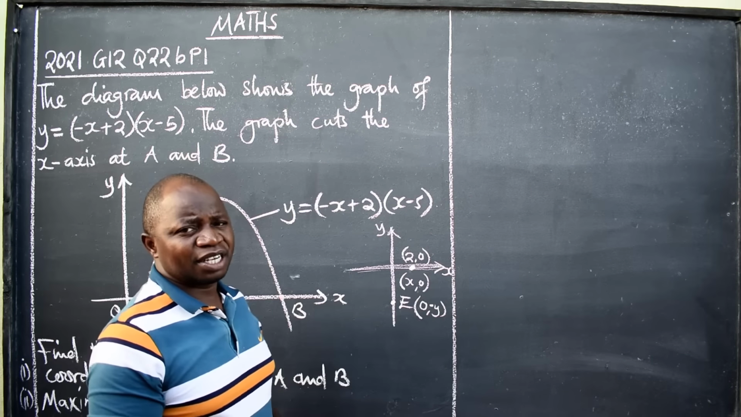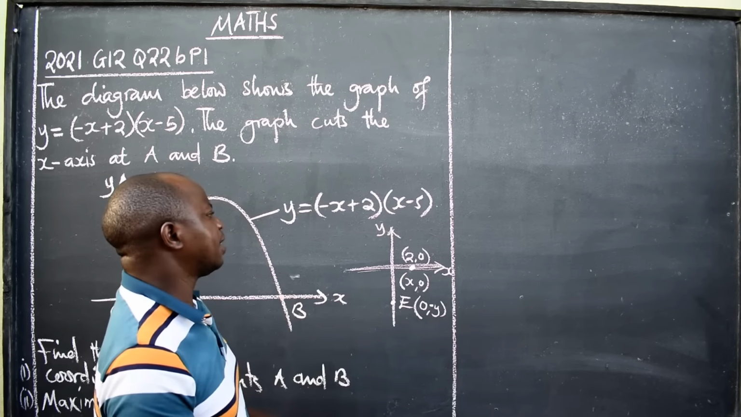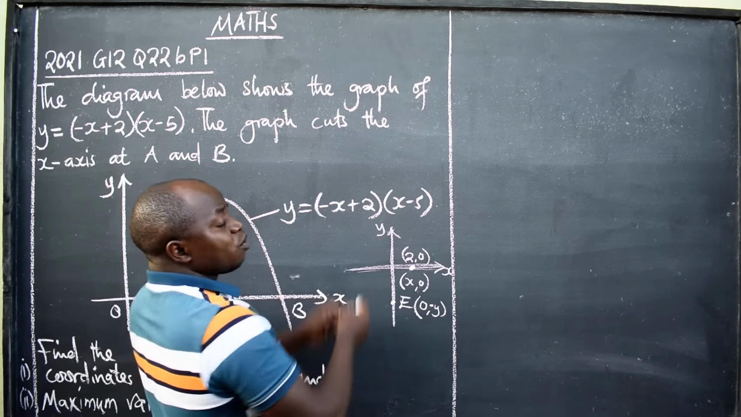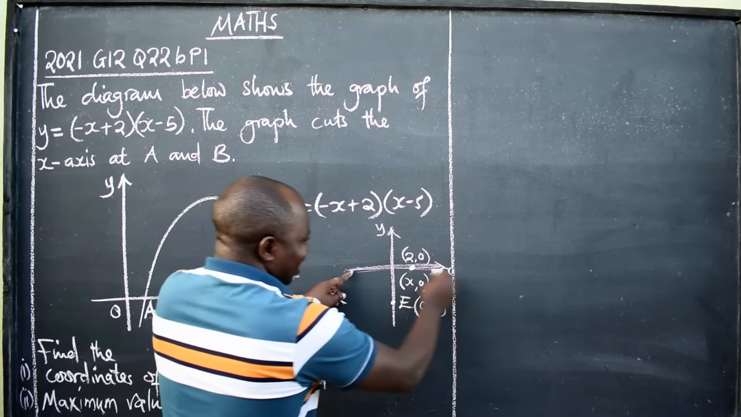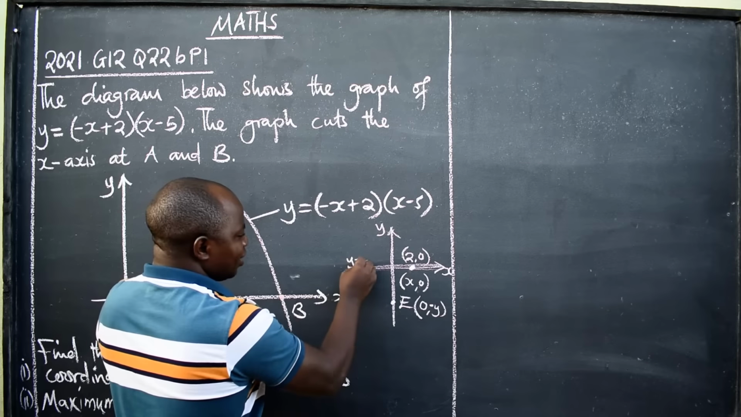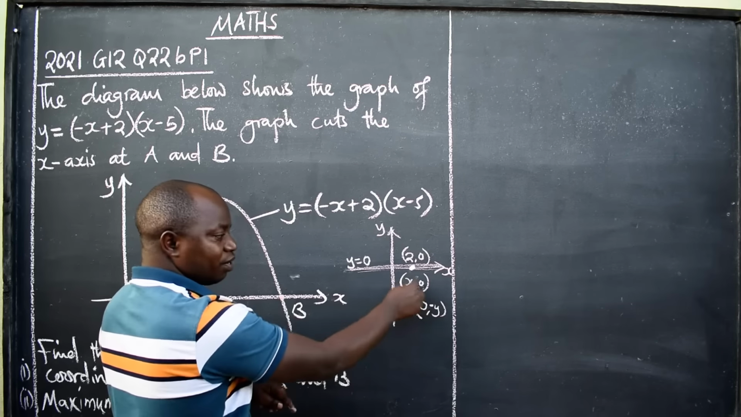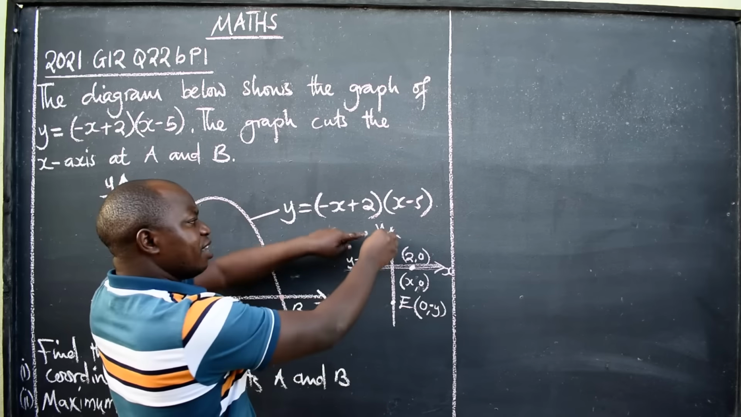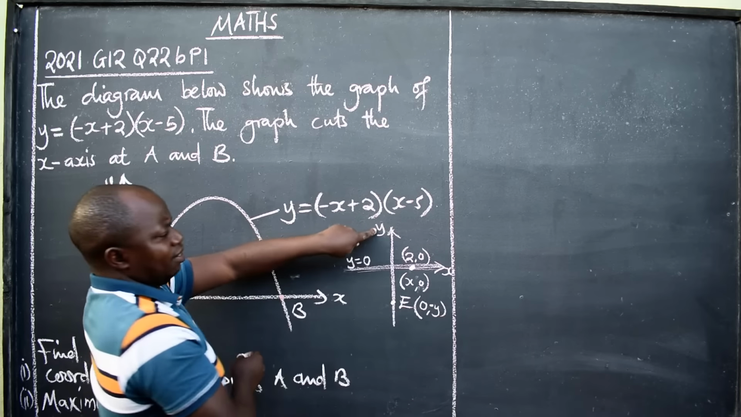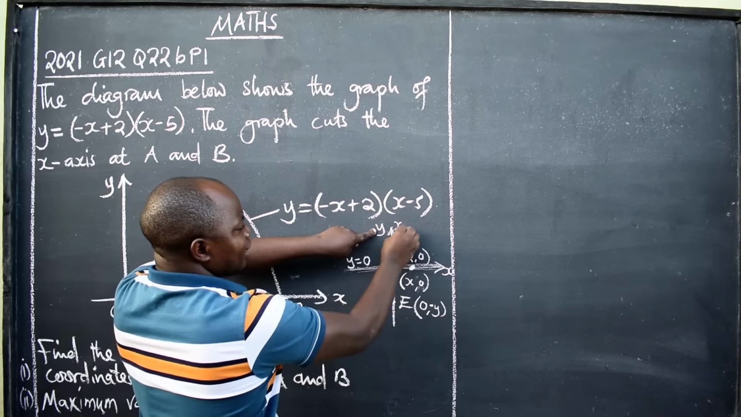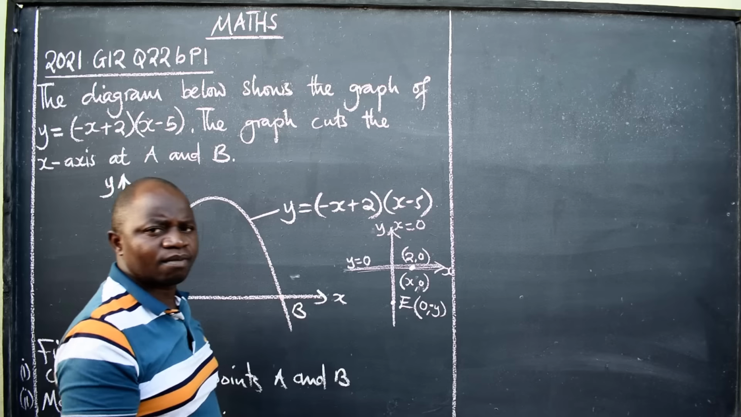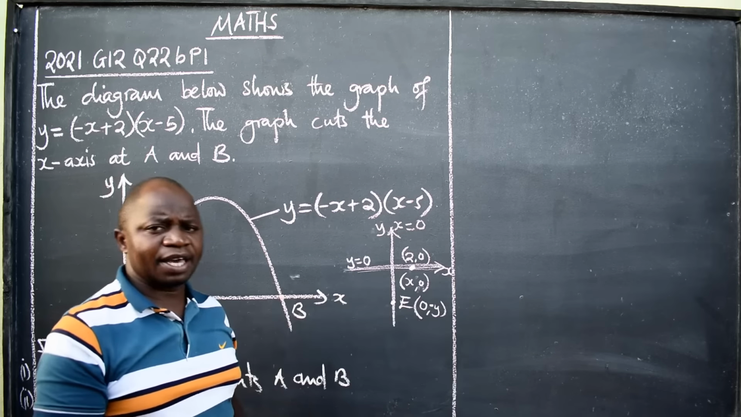The other information that I want you to know here is that the equation of the x-axis is y is equal to 0. That is the reason why I was saying always this is 0. And the equation for the y-axis is always x is equal to 0. I hope this information is clear.